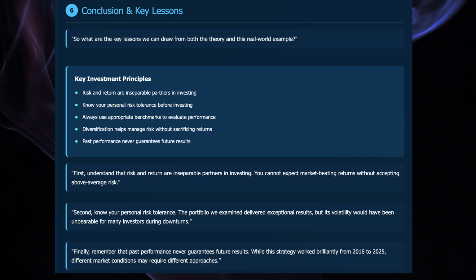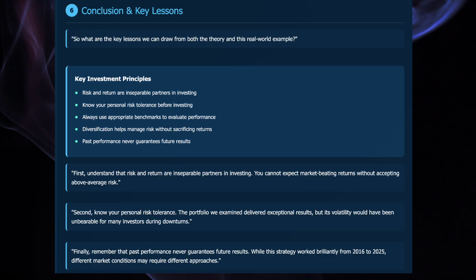Conclusion and key lessons. So what are the key lessons we can draw from both the theory and this real-world example? First, understand that risk and return are inseparable partners in investing. You cannot expect market-beating returns without accepting above-average risk. Second, know your personal risk tolerance. The portfolio we examined delivered exceptional results, but its volatility would have been unbearable for many investors during downturns.